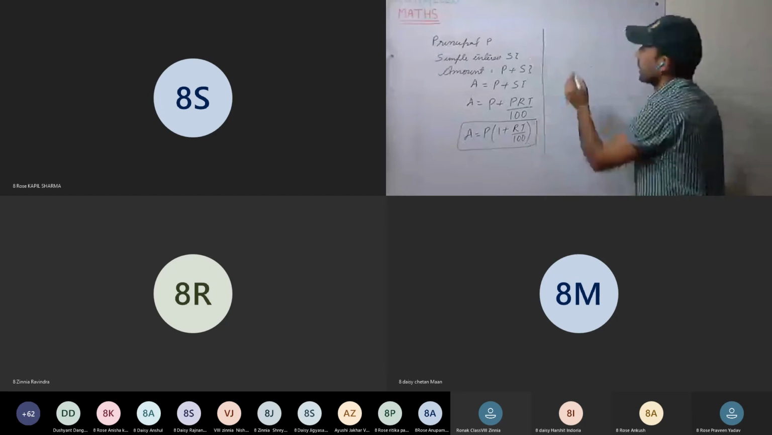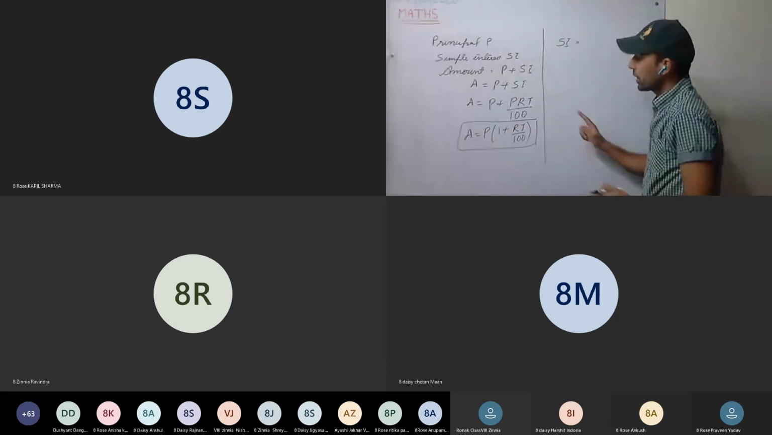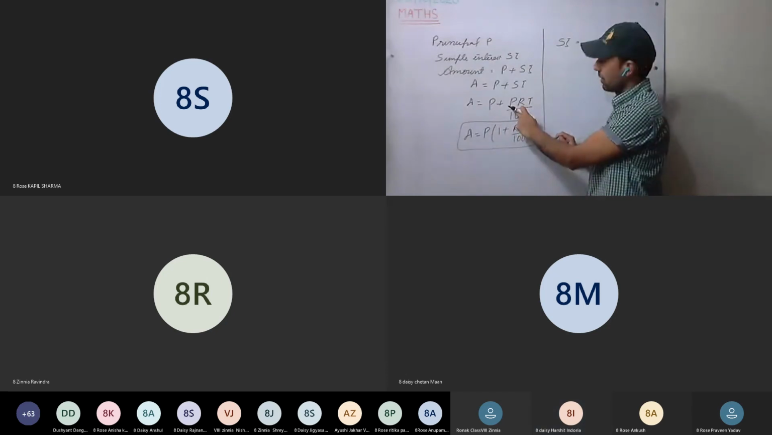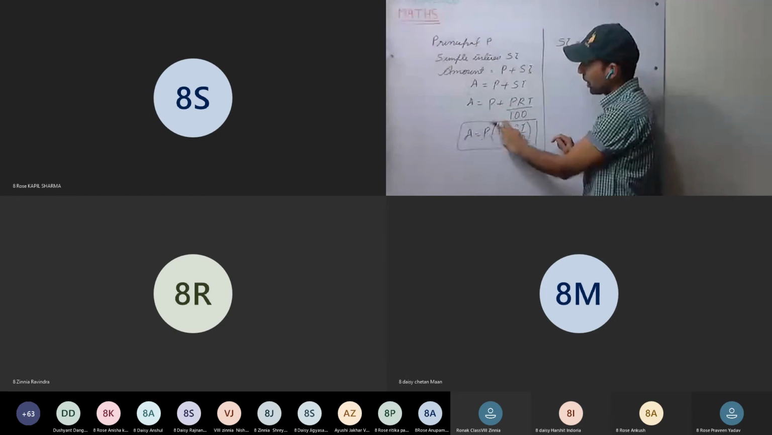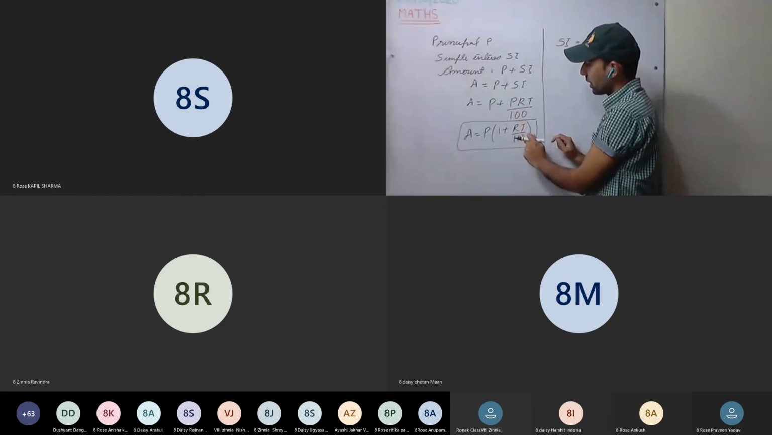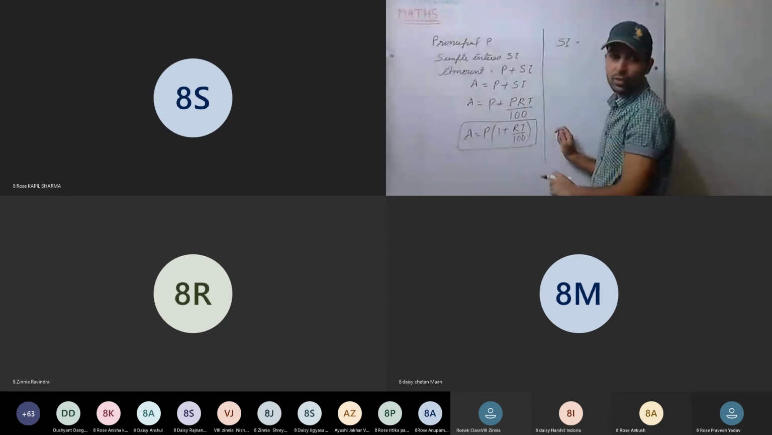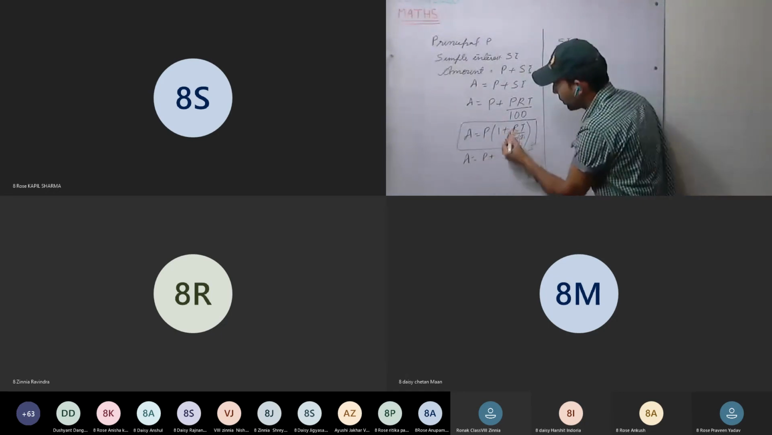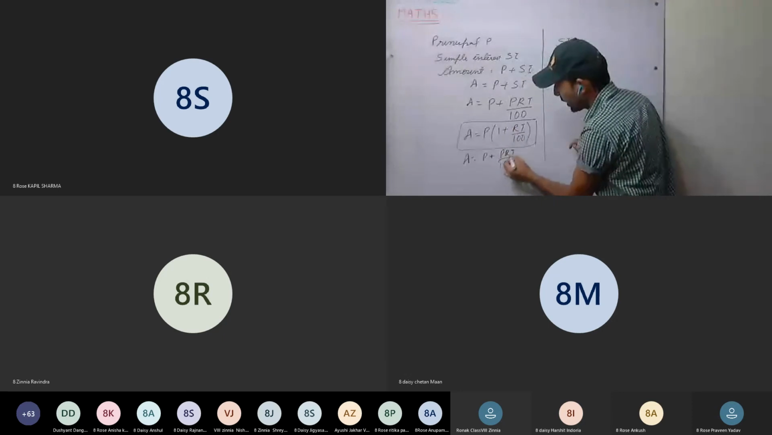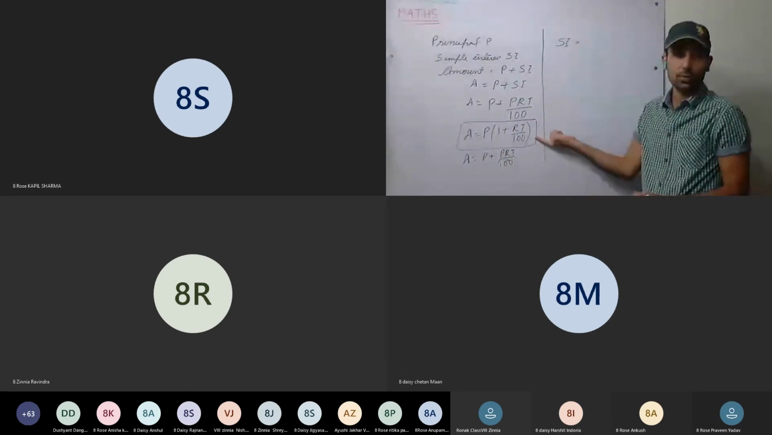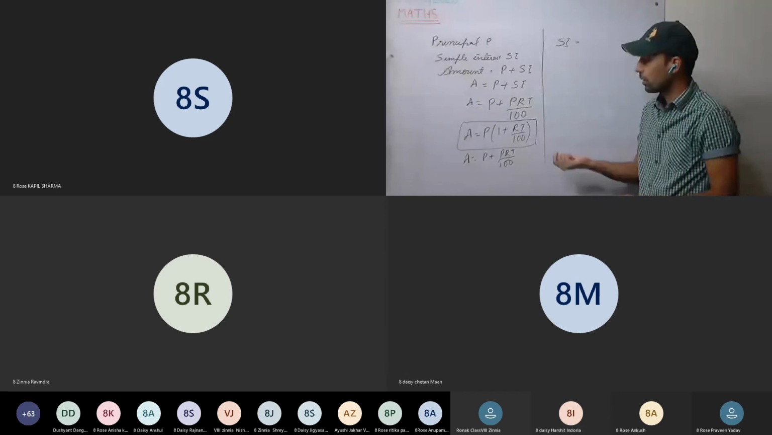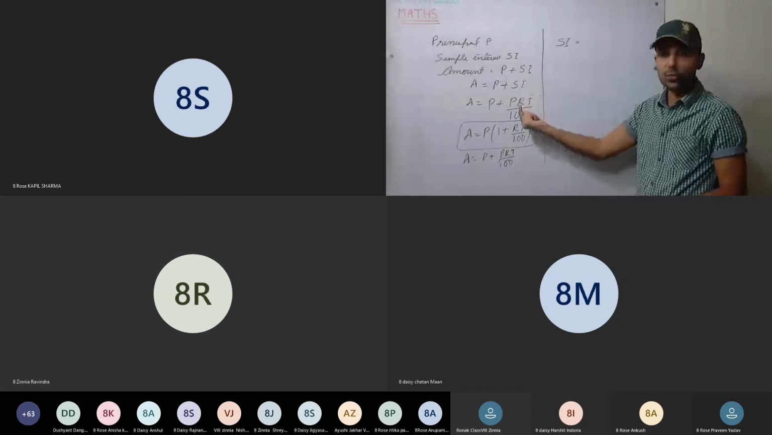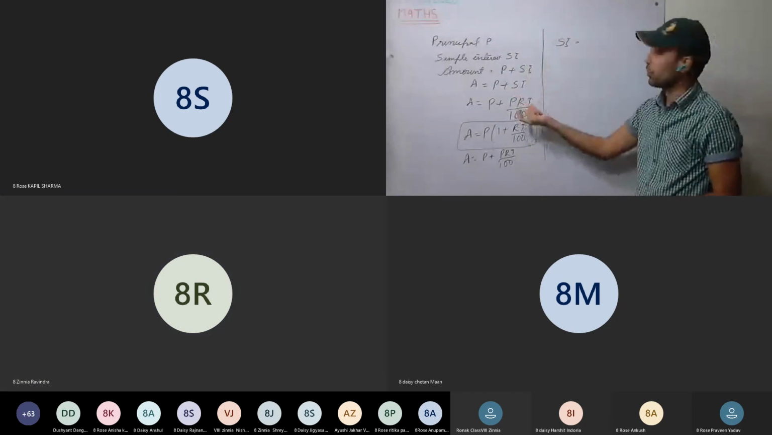See here, simple interest: P plus PRT upon 100. We can take P common out, so 1 plus RT will be here. P from here we are taking common out, so P into (1 plus RT). For the time being, as we have done the first question already, I can provide a little bit more explanation.